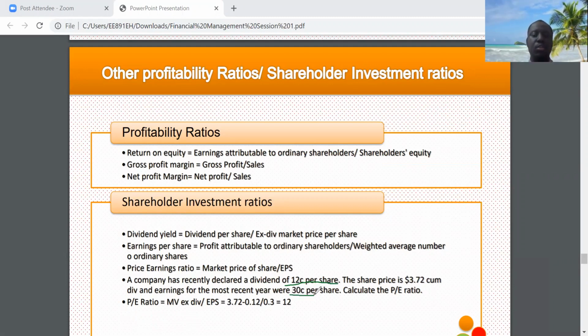Always remember that you need to use the ex-dividend market value. Please keep that in mind.